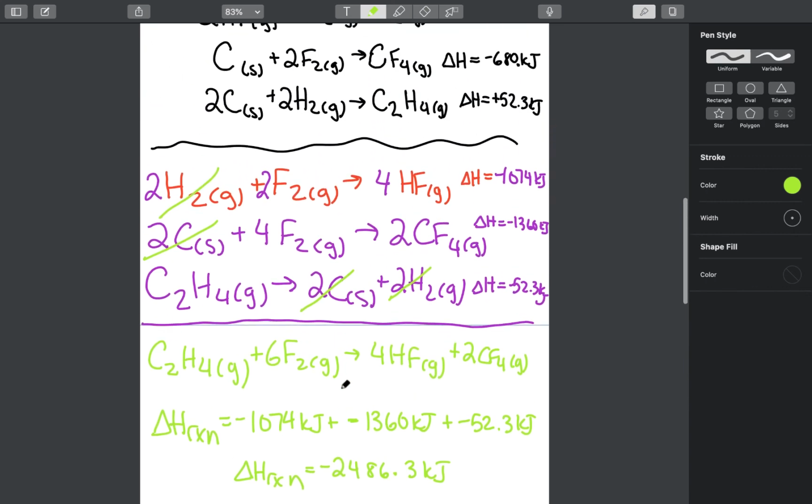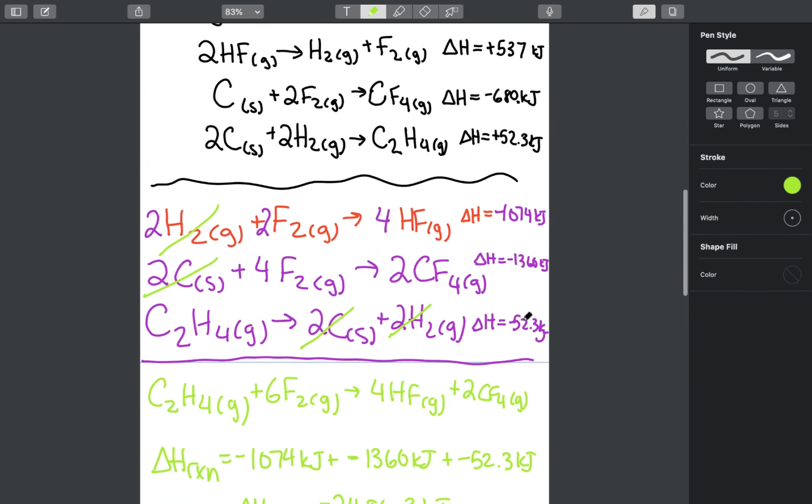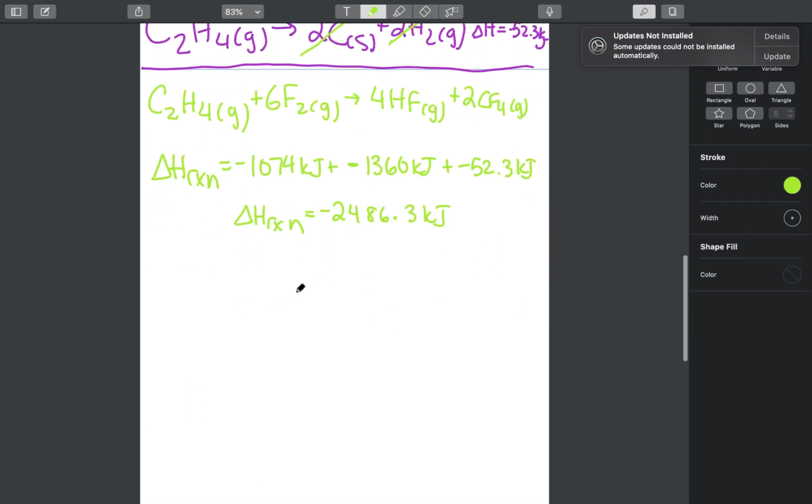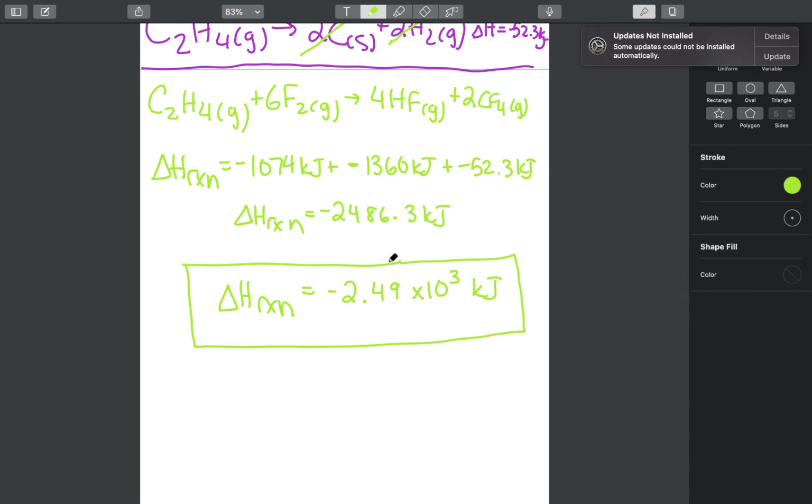Now we have to make sure it's in the correct number of sig figs. So if we revert back to our values here, we see that we have 4, 4, and 3. And as well as up here, we have 3, 3, 3. So the maximum amount of sig figs that we can have is 3. So our delta H of reaction will be equal to negative 2.49 times 10 to the third kilojoules. And that is our answer.